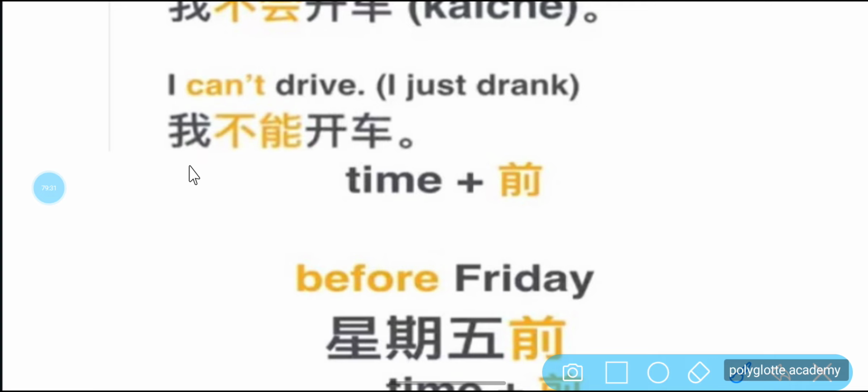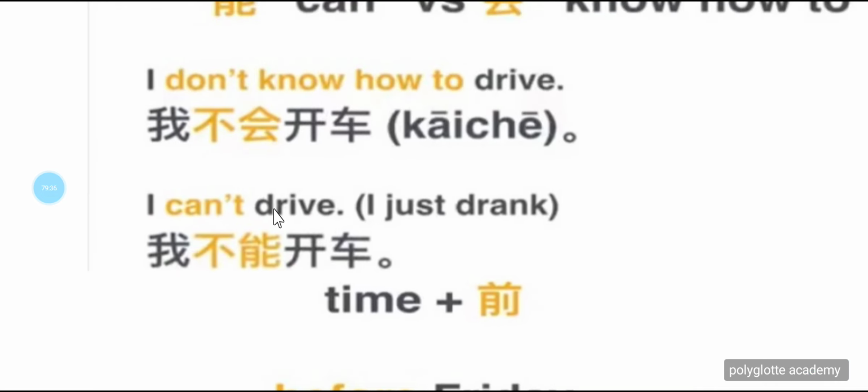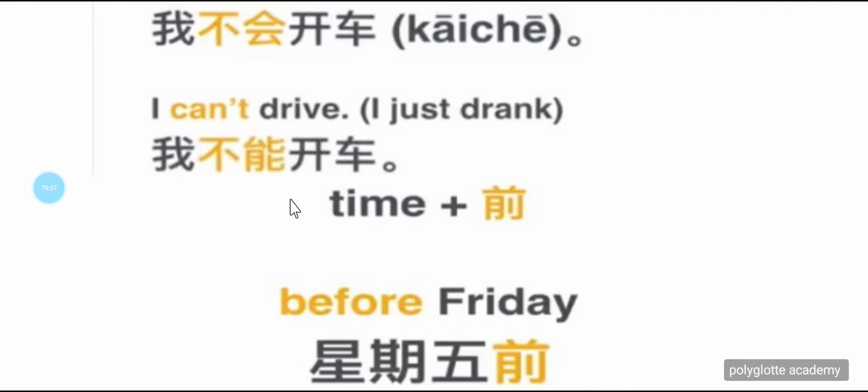But actually, I know how to drive. It's not like in the first case, 我不会开车, I don't know. It means I don't have the skill to drive. I have never entered a car to drive before. So 我不会开车 means I don't have the skill to drive. I have not been trained how to drive. But in the second case, 我不能开车, I don't have the permission to drive.